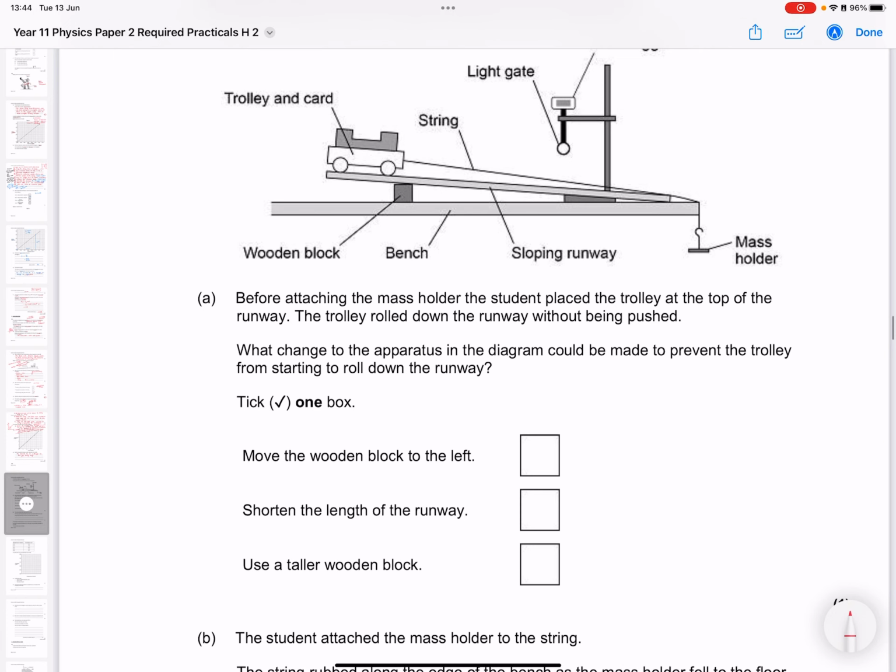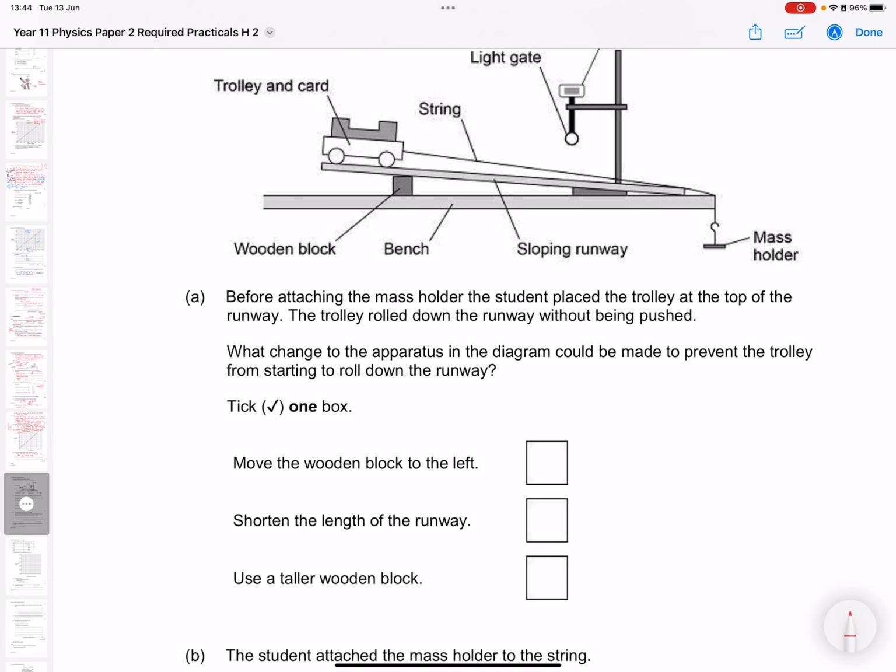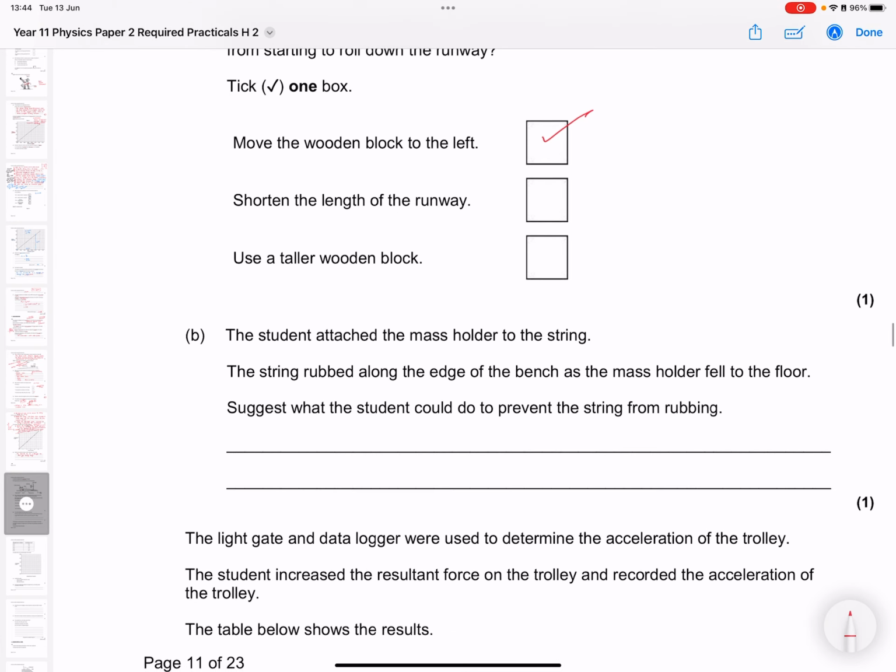If we move the wooden block to the left, it will make the slope shallower, like the gradient will be shallower, so it will reduce it. Or shorten the length of runway. If they shorten the runway, it is not going to help, is it? Use the taller wooden block. If you use the taller wooden block, it will be more elevated, so that it will roll down faster. So the first one, you could move to the left so that the elevation is going to be smaller, and then it's going to roll down slower.